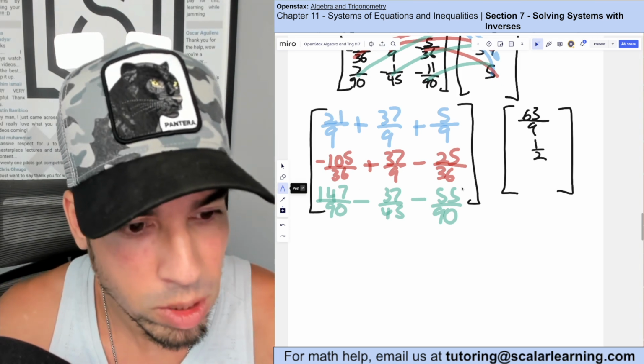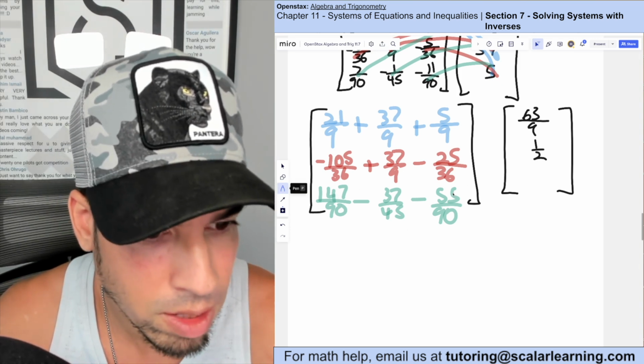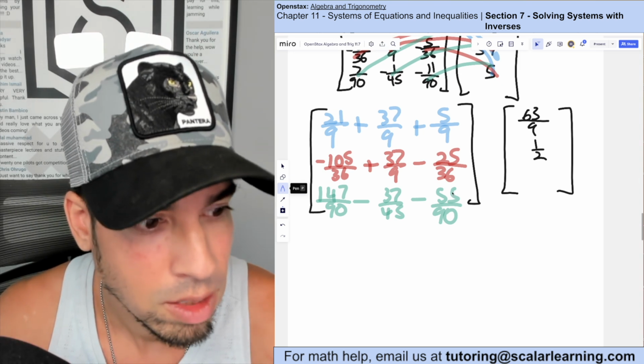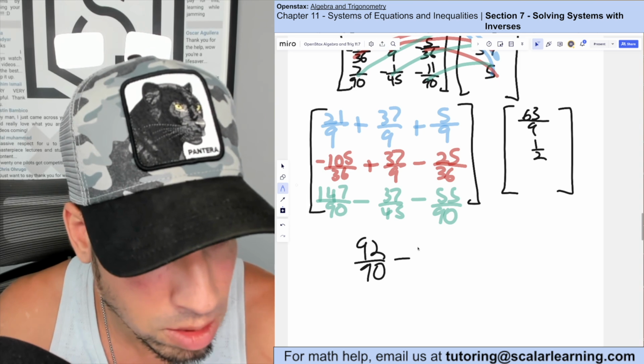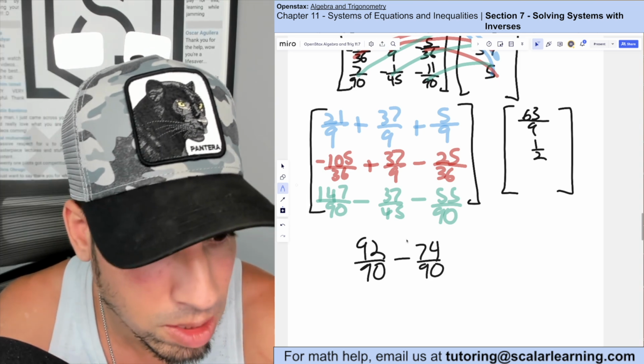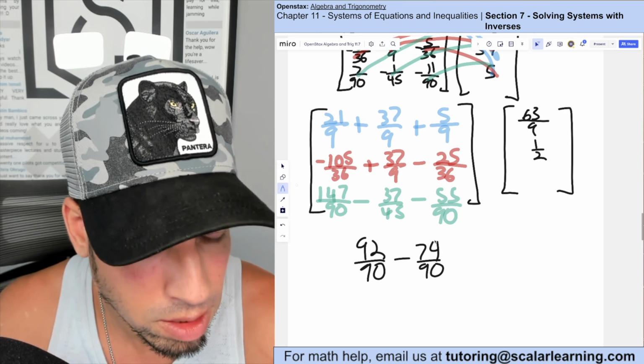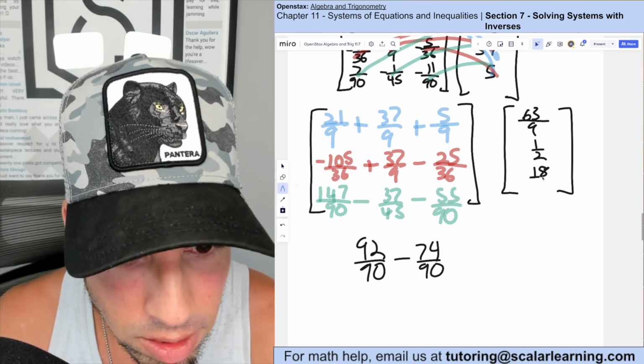And then here we got 147 minus 55. That would be, let's see, 92 over 90 minus, and then if we doubled that, minus 74 over 90 to get common denominators. And 92 minus 74, that is 18 over 90.